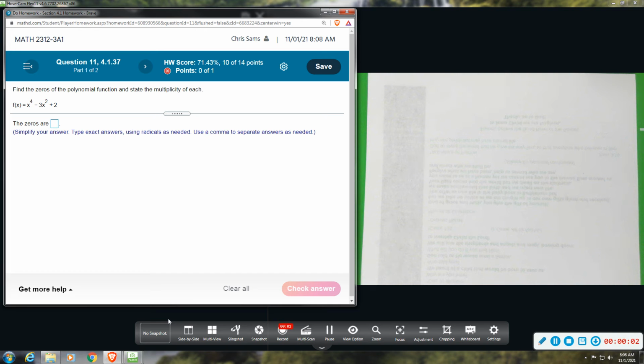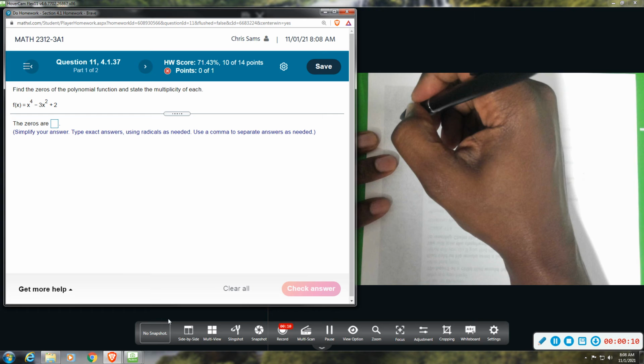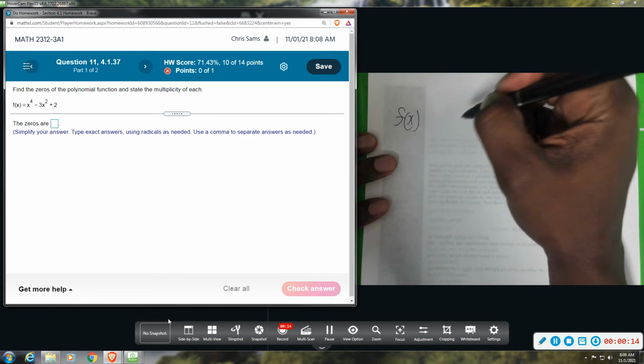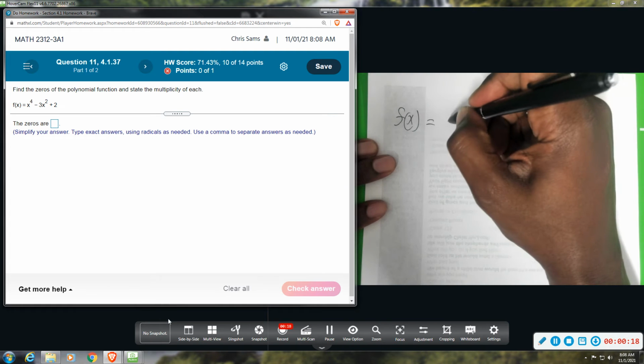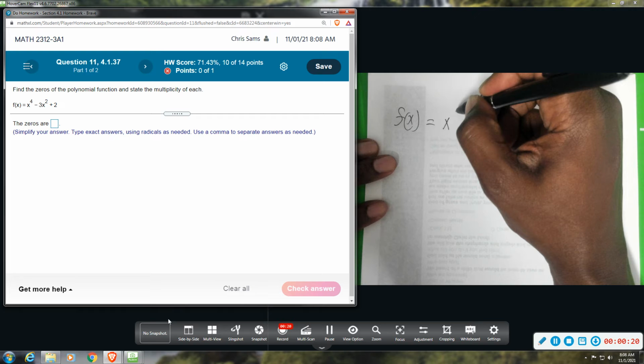All right, number 11, we want to find the zeros of the polynomial function and state each multiplicity. So what we see is a polynomial equation. It looks similar to a quadratic, but it's not quite. But you can solve it by factoring, or at least we will try.